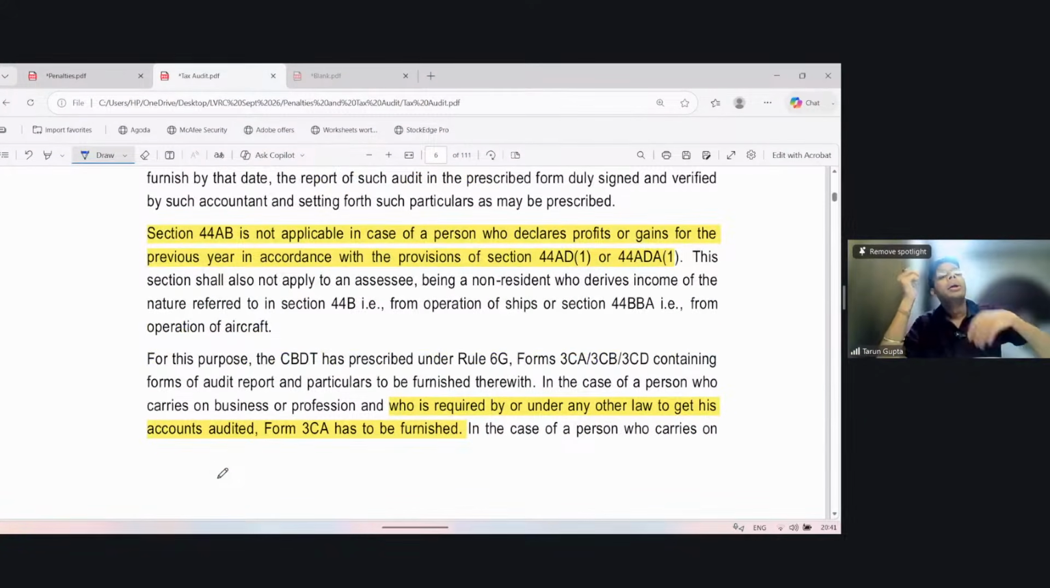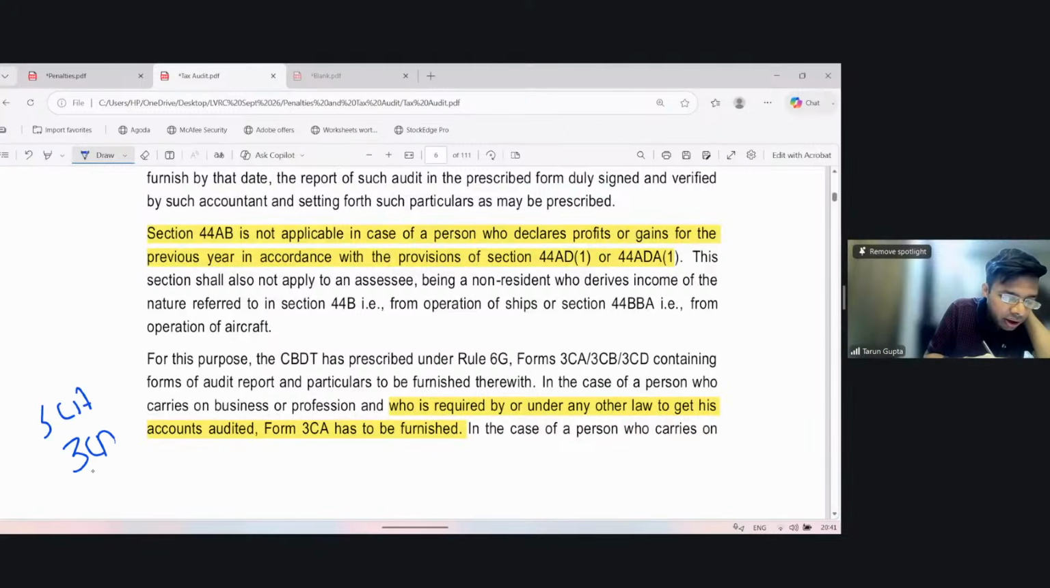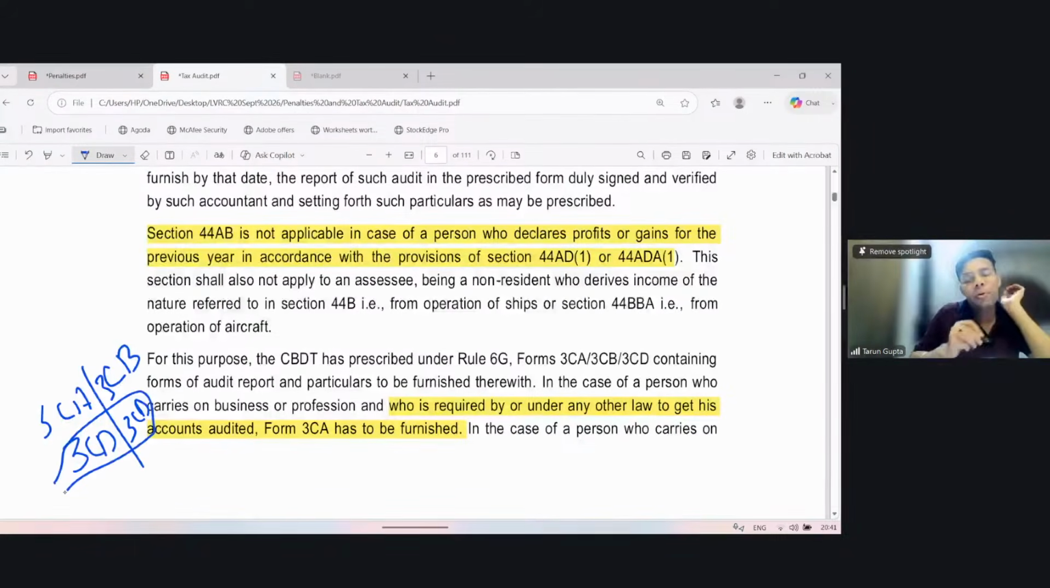Okay. The audit report is furnished in form 3CA or 3CB. Both the forms are accompanied by form 3CD. So either the assessee furnishes form 3CA plus 3CD or it furnishes 3CB and 3CD. So 3CD is common, it will be furnished in all cases, but for some assessees it is 3CA and for others it is 3CB. So who is required to go for 3CA?